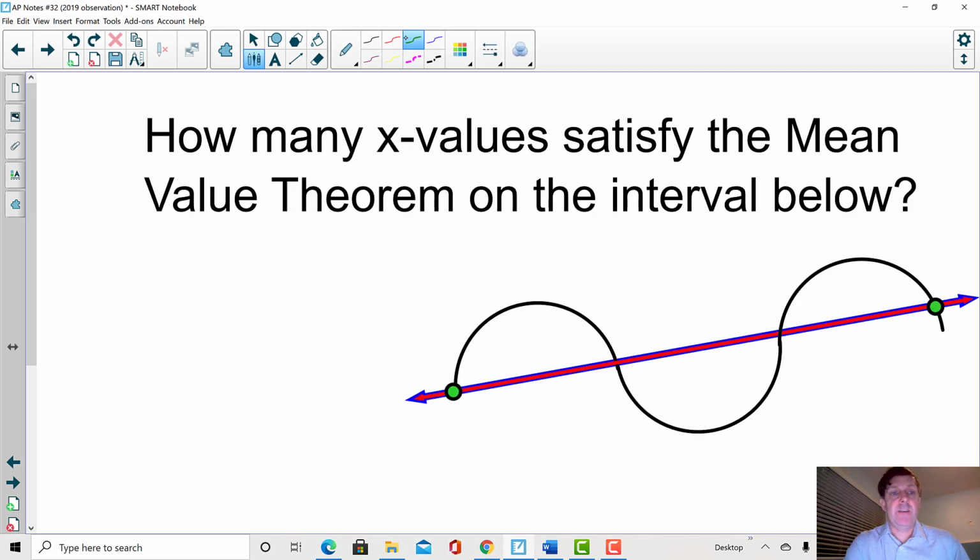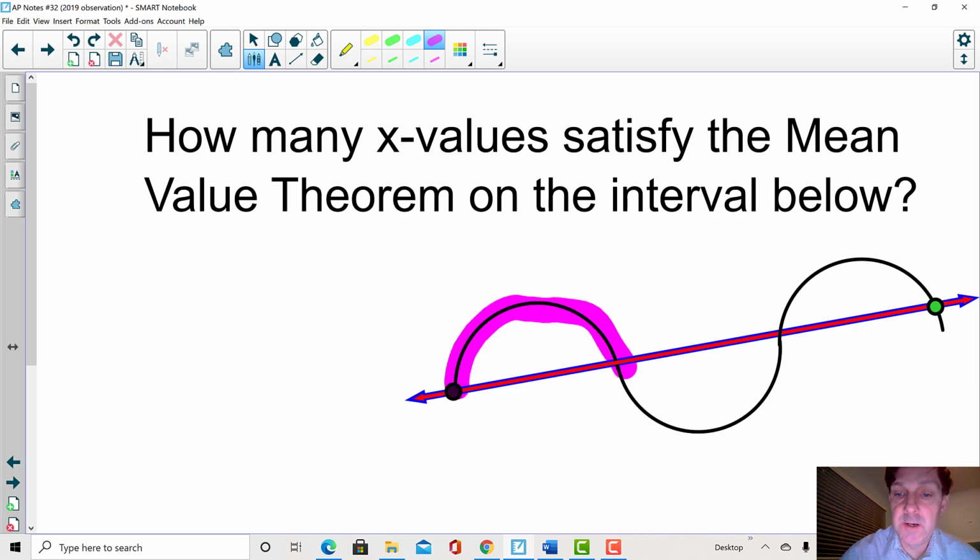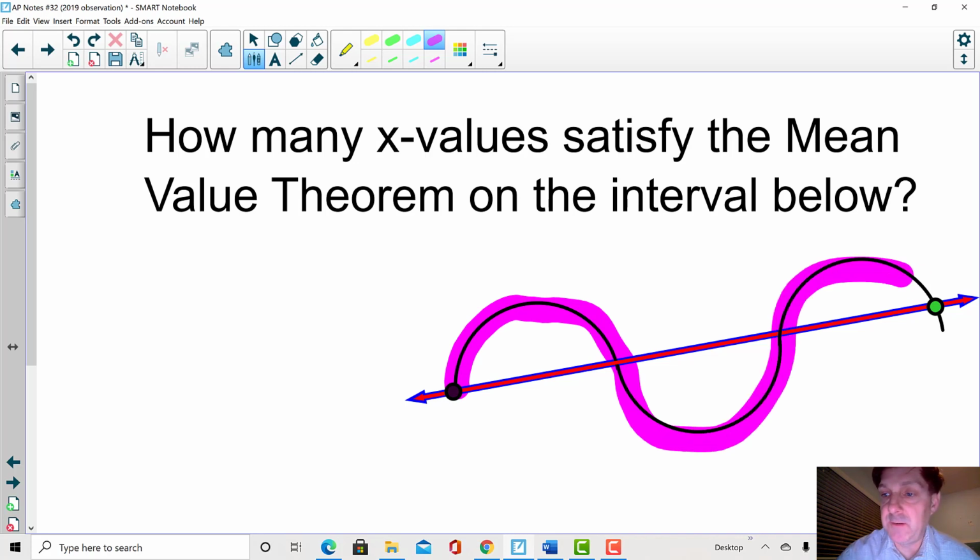Okay, for this example, it asks how many x values satisfy the mean value theorem on the interval shown below. You can see we're starting at this point, we're ending at this point. You can clearly see that the function is continuous on that closed interval. You can see from the beginning to the end, I can draw the picture without lifting up my pencil. So that means the function is continuous on that closed interval. You can also see that the function is differentiable on the open interval because there are no spots inside here where the derivative is undefined.